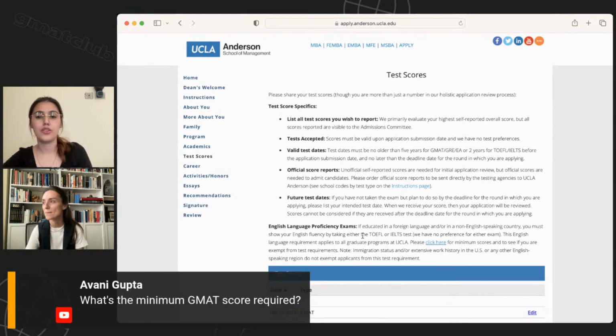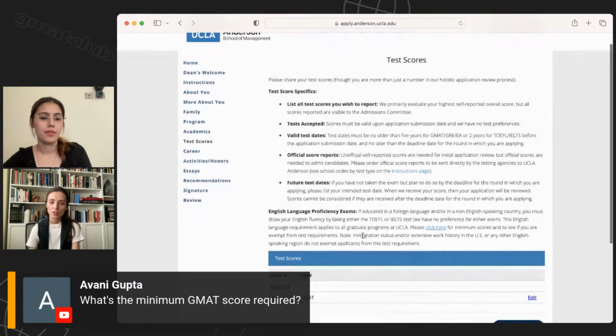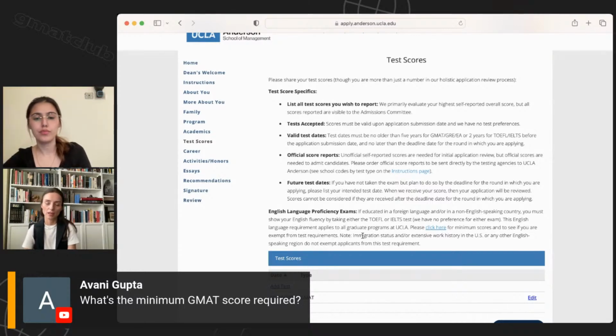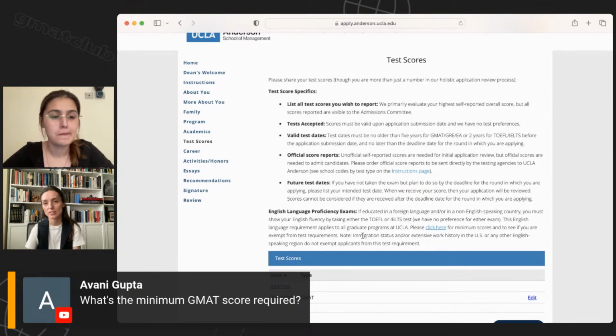And regarding the GMAT, someone asked, what's the minimum GMAT score required? Schools don't have minimums. You want to be close to the averages. The lower your GMAT, obviously, the less of a chance of being admitted. It decreases your chance of being admitted. You do have to have a really stellar application with some amazing experiences to lead to admission.